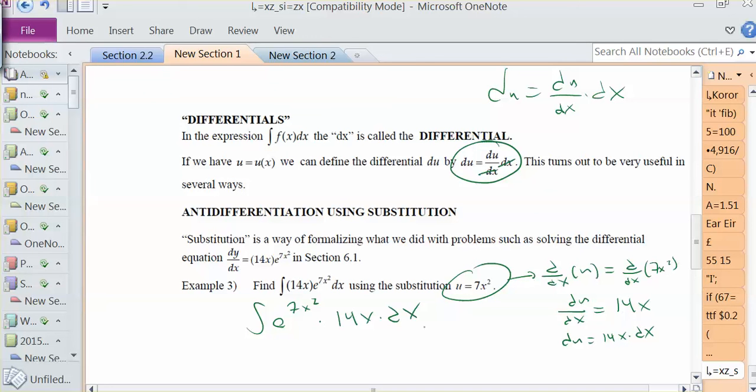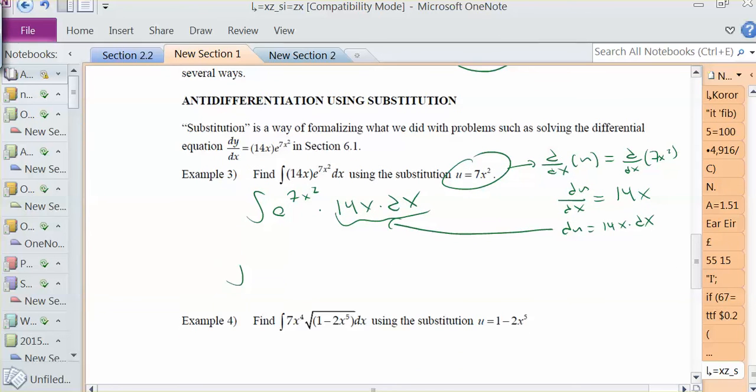So let's bring it back in. I see right here, that's just what du equals. So that's the integral of e to the u times du, which of course is just e to the u plus c. Or if I replace u with 7x squared, you get e to the 7x squared plus c, which is what we know to be the antiderivative of 14x times e to the 7x squared. We did that in section 6.1 notes. Also, if you take the derivative of e to the 7x squared plus c, you do get 14x times e to the 7x squared.